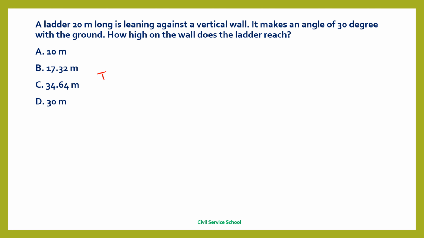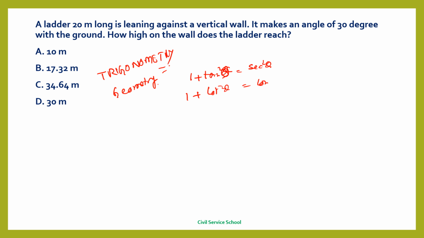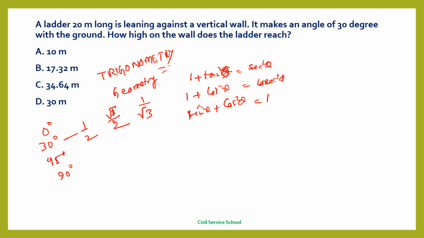So this is a question related to trigonometry. In RRB-NTPC, you should expect some questions on trigonometry and geometry. So for trigonometry, you just need to learn all these basic formulas like 1 plus tan square theta is equal to sec square theta, 1 plus cot square theta is equal to cosec square theta, sin square theta plus cos square theta is equal to 1, and all these things, and the values of these angles 30 degree, 45 degree, 0 degree, 90 degree. Like sin 30 means half, cos 30 means root 3 by 2, and tan 30 means 1 by root 3. Tan theta is equal to sin theta by cos theta.